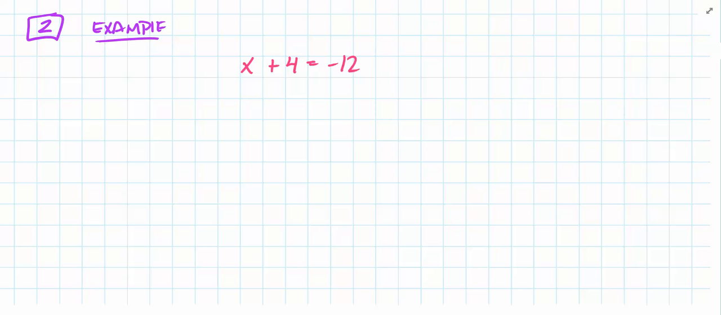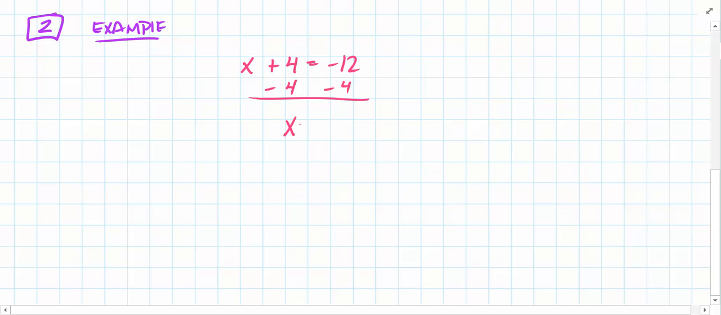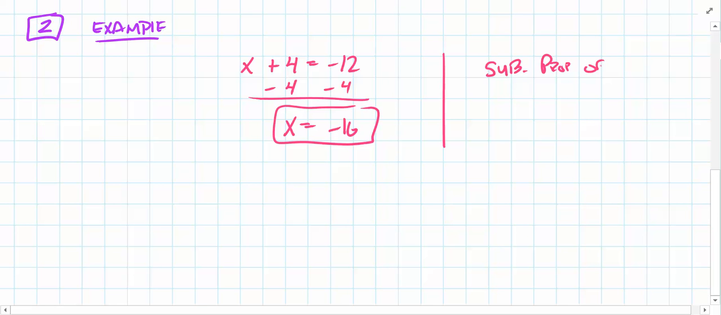So what would you do to solve this? Yes, sir. Go ahead. Yeah, so I would subtract 4 from both sides, right? I'm with you on this side. So what does that give me? X equals what? Negative 16. So we use the subtraction property of equality.